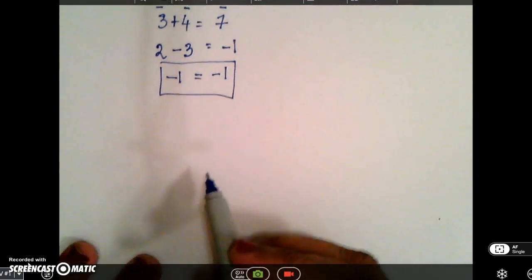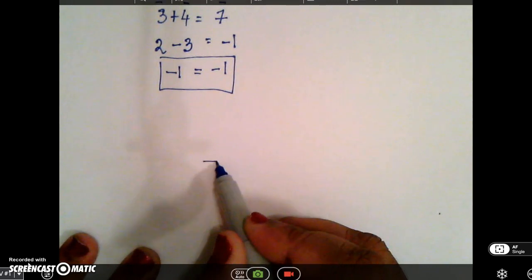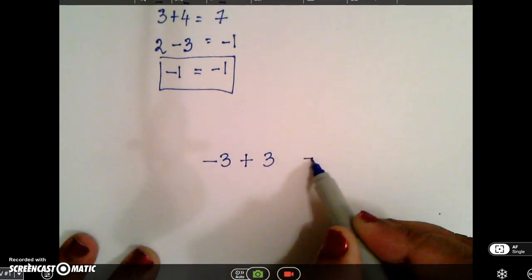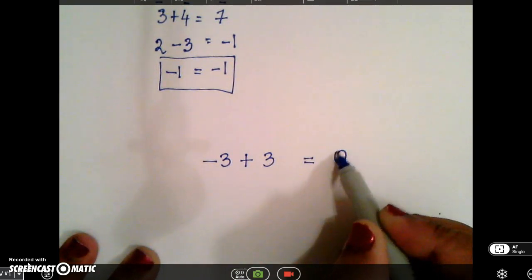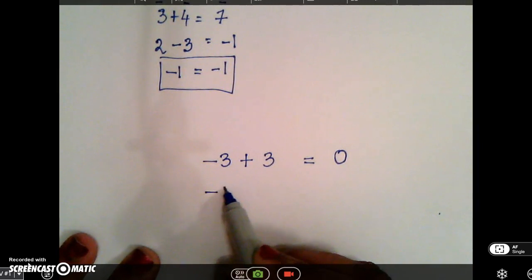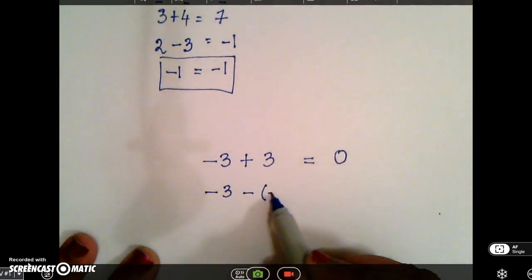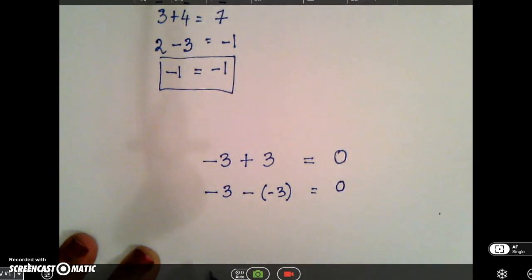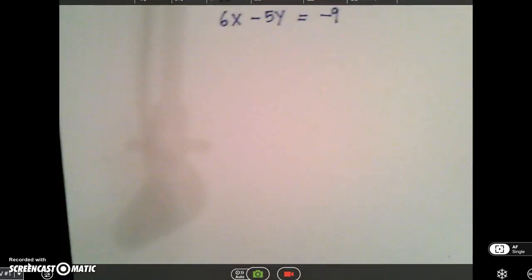Another thing that we are going to use is, if I add a number and its opposite, I'm going to get a 0. If I subtract the same numbers, I'm again going to get a 0. So I'm going to use these two properties also in my elimination method. Let's take a look at our elimination method.